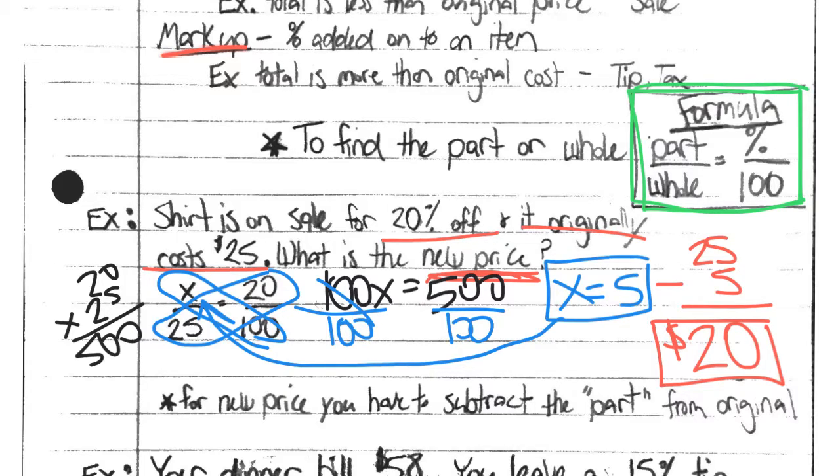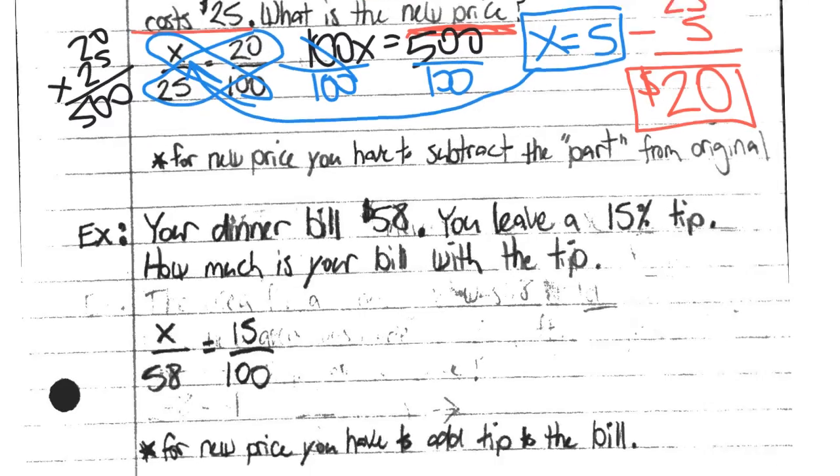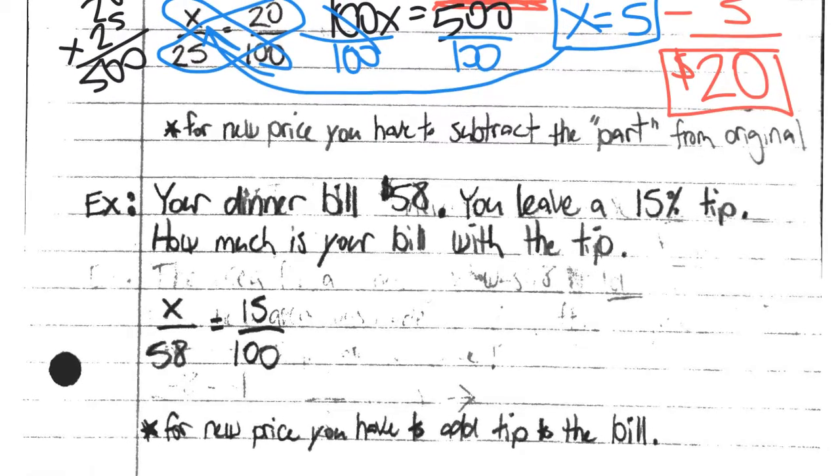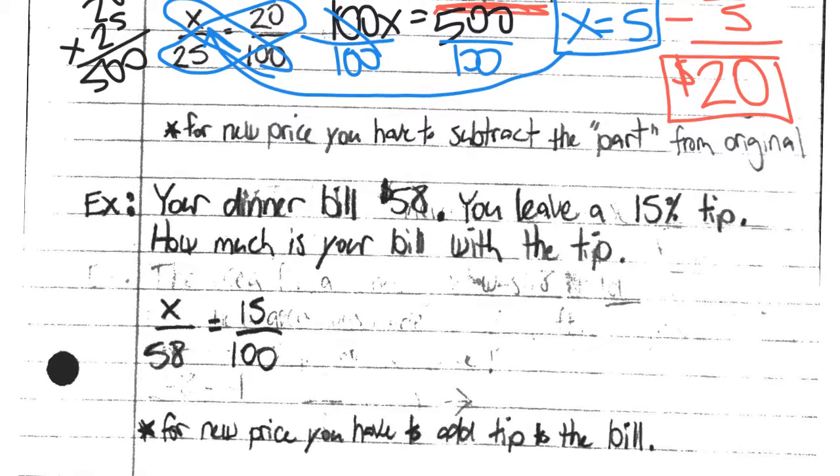Okay, one more question. Your dinner bill is $58. You leave a 15% tip. How much is your bill with the tip? Well, let's highlight, circle, underline here. Bill is $58. You leave a 15% tip. How much is your bill with the tip? Okay, part over whole, percent over 100. The percent part is easy. 15 goes over 100. And then part over whole.